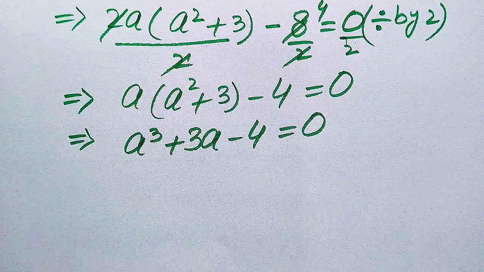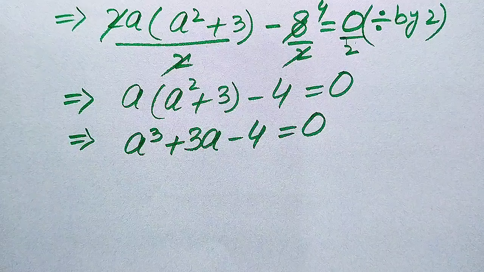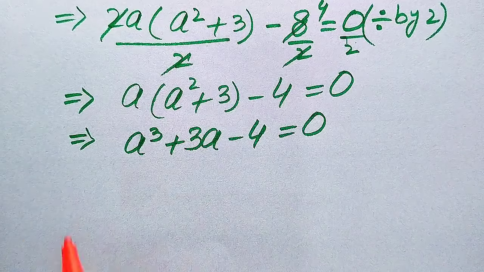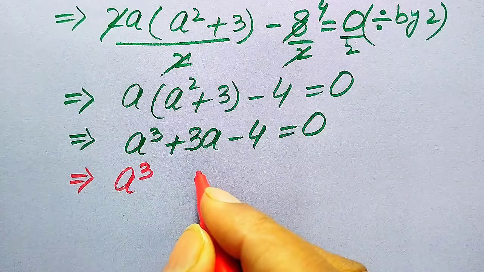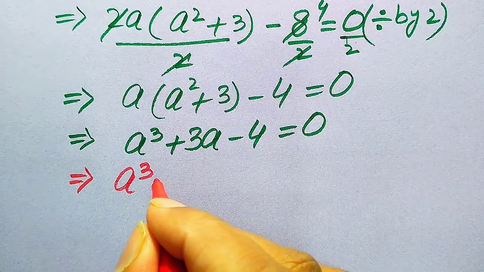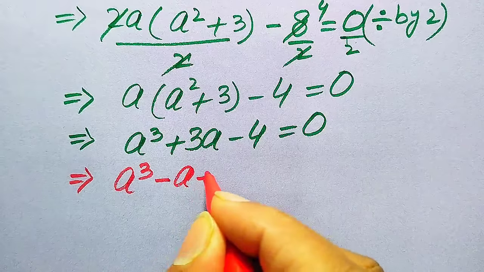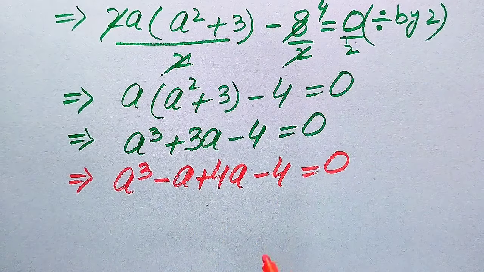So this becomes a cubic equation in a variable. Here we use factorization techniques to solve this cubic equation. For this we need to break its middle term, which is 3a, and we write this 3a as minus a plus 4a, minus 4 equals 0.